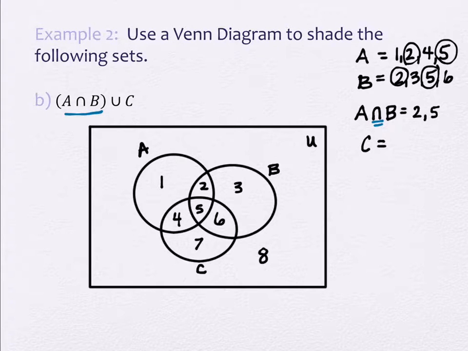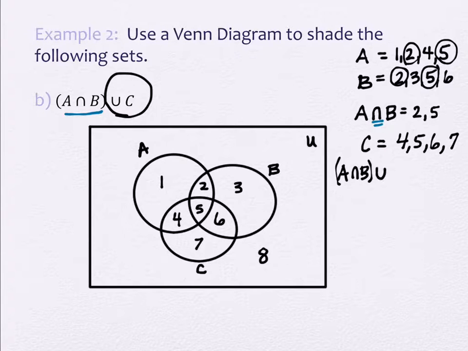All right, what's in set C? 4, 5, 6, and 7. And the notation over here says that what am I going to be doing? What does that notation mean? Union. Okay, so this is now going to be A intersect B, all of it, union with set C. So what does union mean? It means combine it all together, right?